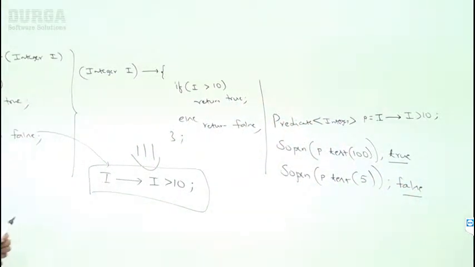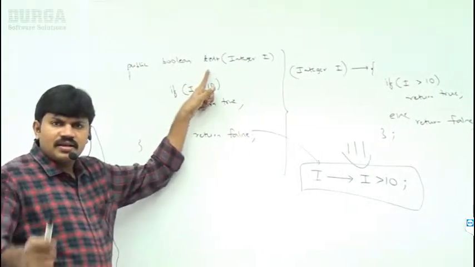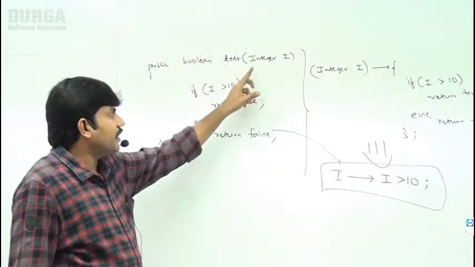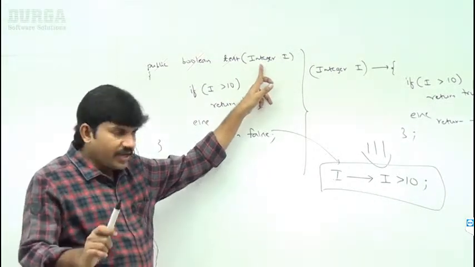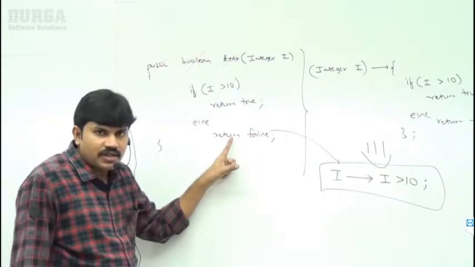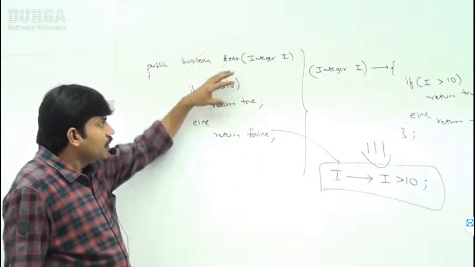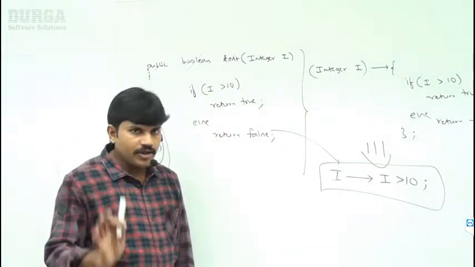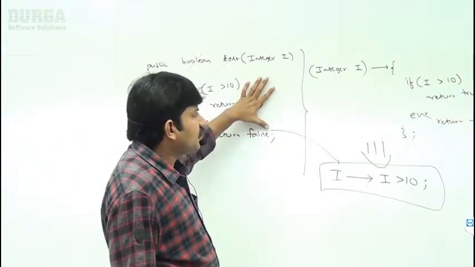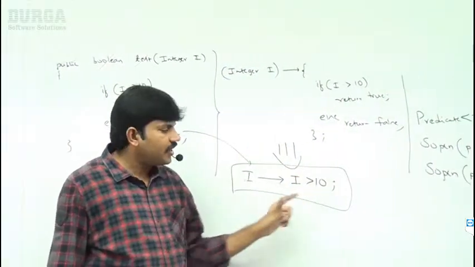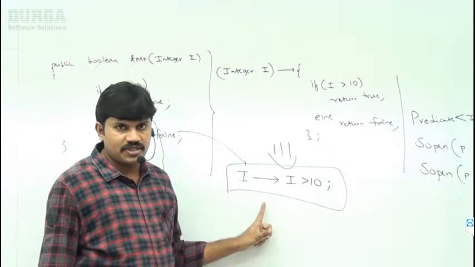Sir, let me repeat once again. Observe that. I write a normal method, sir, which can take integer as the argument, and it will perform some conditional check. If it is greater than 10, return true, else return false. Now my question is, I want to convert this method into a lambda expression. This is the equivalent lambda expression.